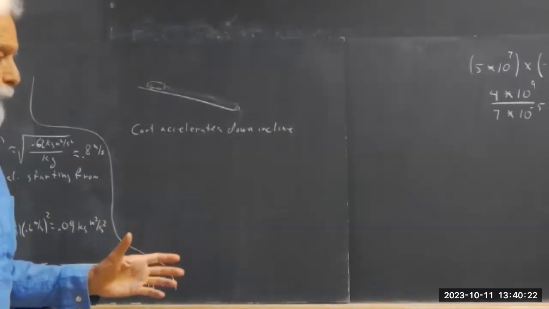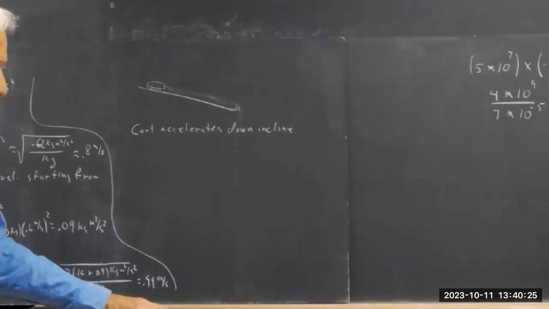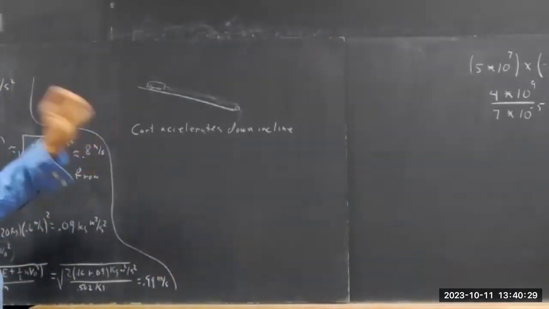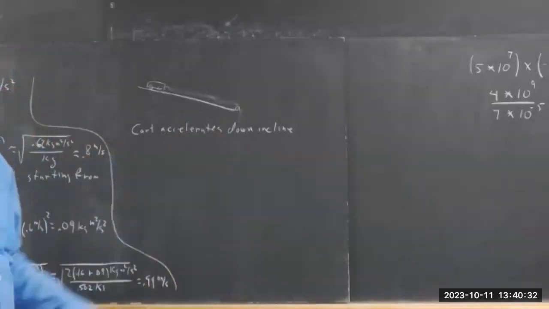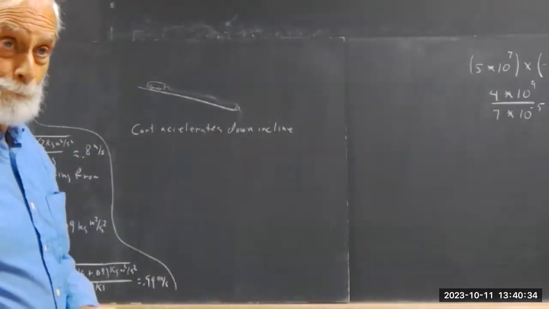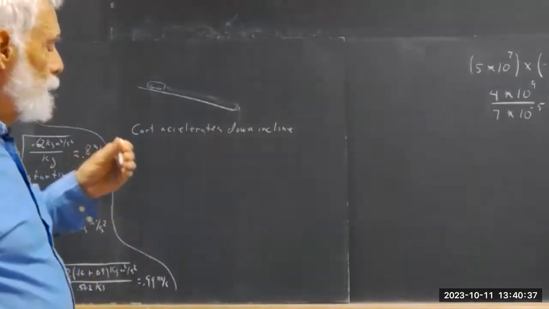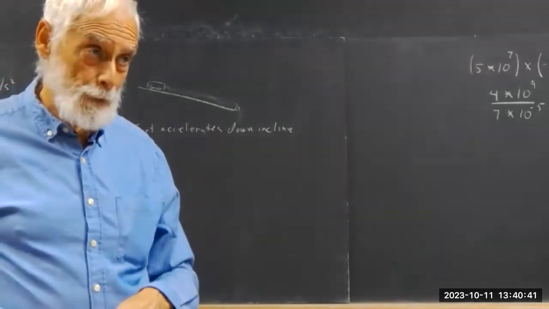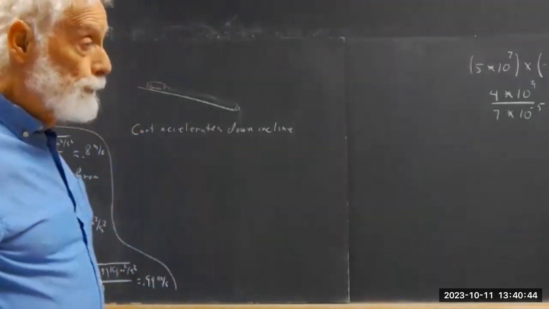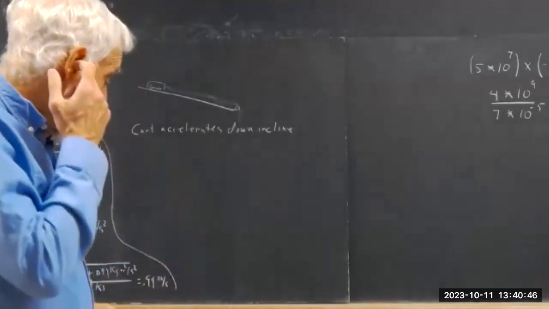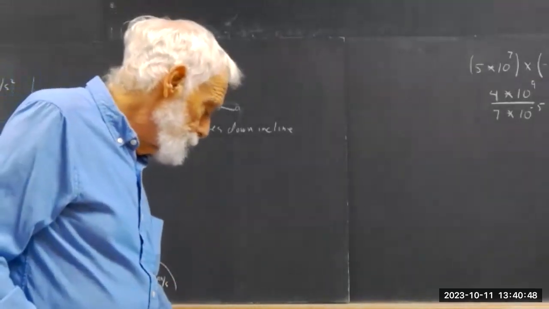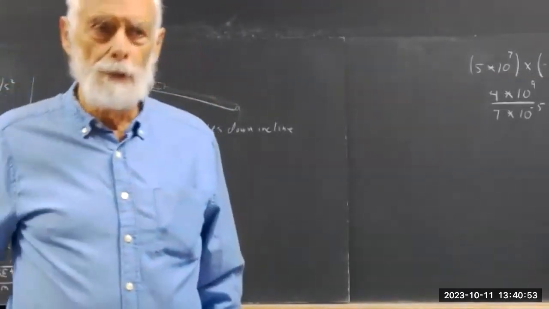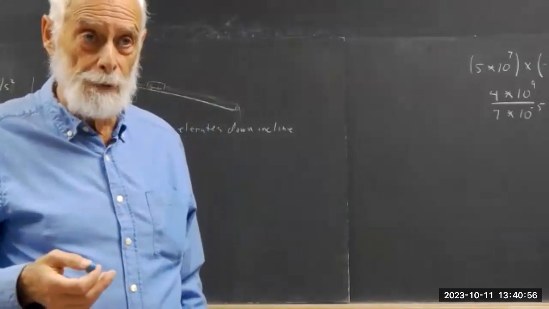Now, if I pick the cart up from here and set it at the top of an incline, then all I have to do is release it. And there it goes. That's because gravity is what we call a conservative force. Conservative means that it acts the same in one direction as it does in another. The actual general definition is that it's path independent.